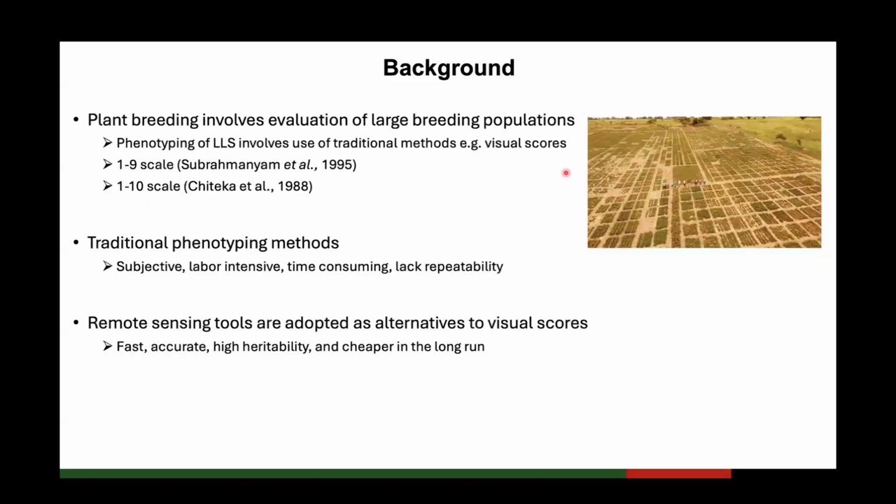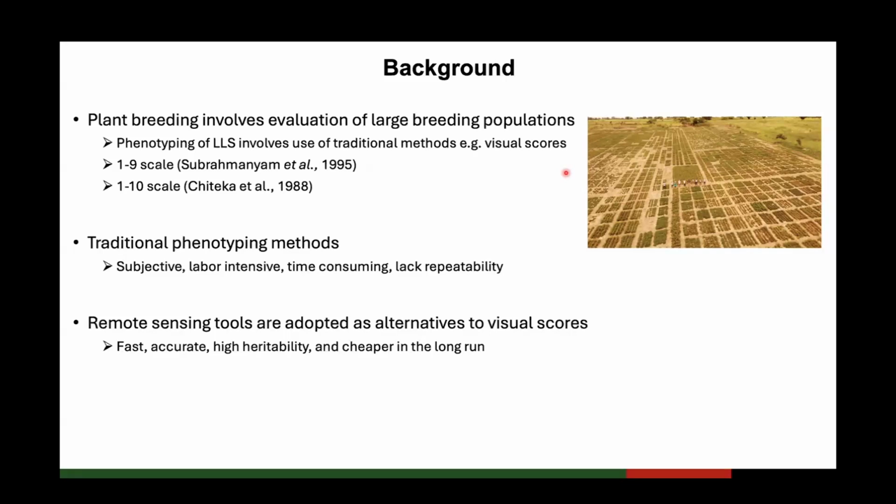Plant breeding involves evaluation of large breeding populations across multiple breeding environments, and phenotyping of these populations involves use of traditional methods, which involve use of visual scores. The visual scores commonly used are the 1 to 9 scale by Subramaniam et al. 1995, and the 1 to 10 Florida scale, Chiteka 1988. These traditional phenotyping methods are subjective, labor intensive, time consuming, and lack repeatability. And yet for plant breeding, we need the most accurate data for our selections.